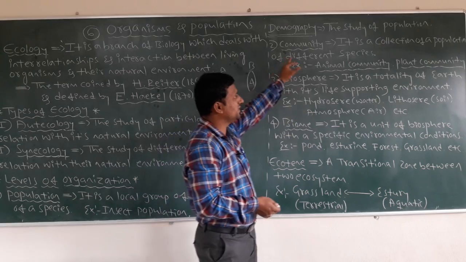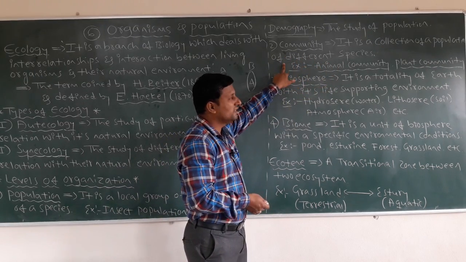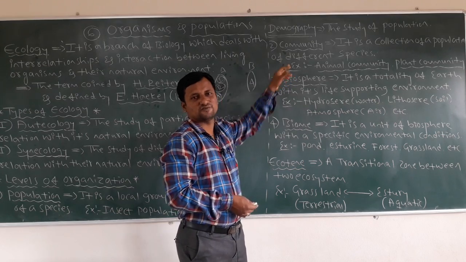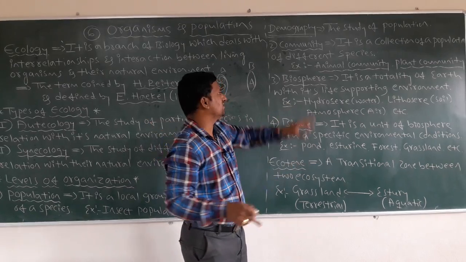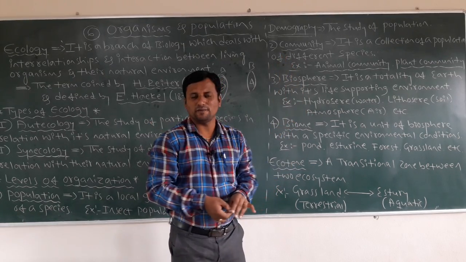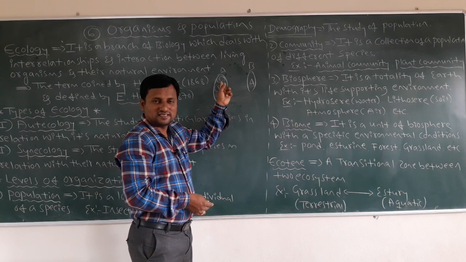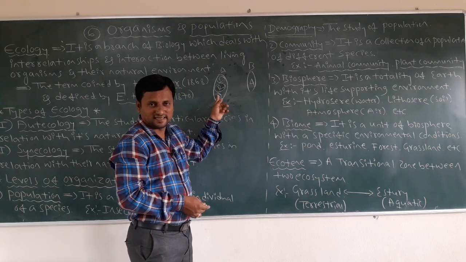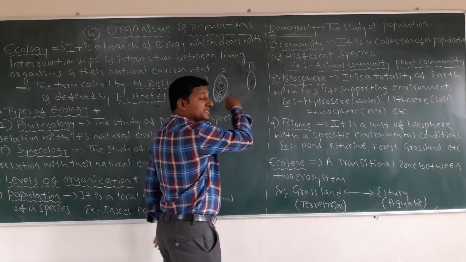What is community? It is a collection of populations of different species, different types of species we are going to collect. So that complete collection is called a community. Best example, you know that. So I told you here, what is that? Insects, reptiles, amphibians, like that. Three species are there. Okay, and here so many plants are there.